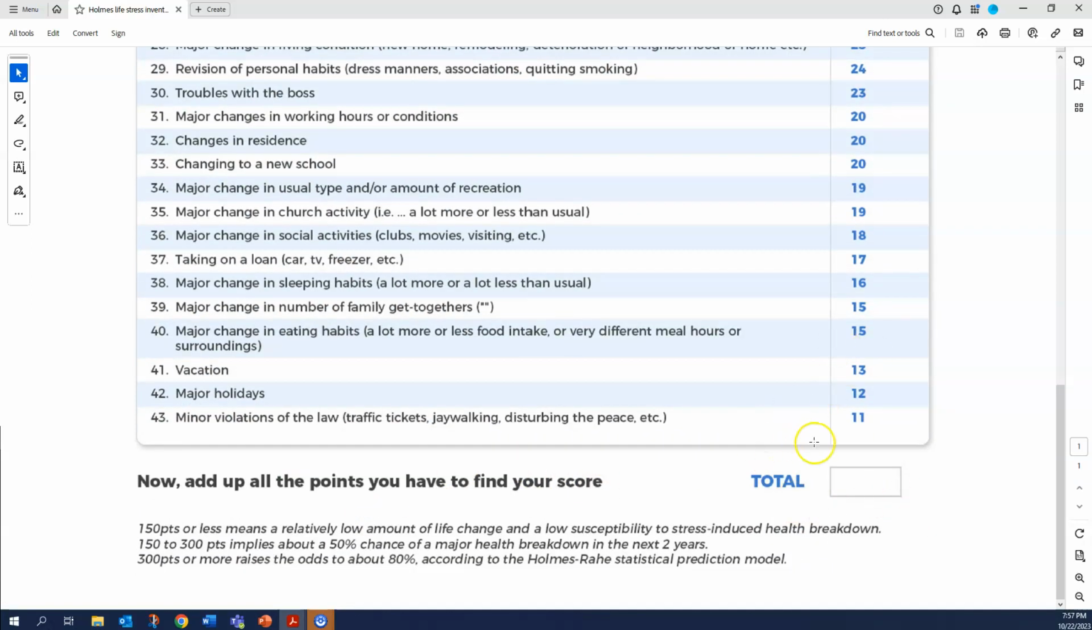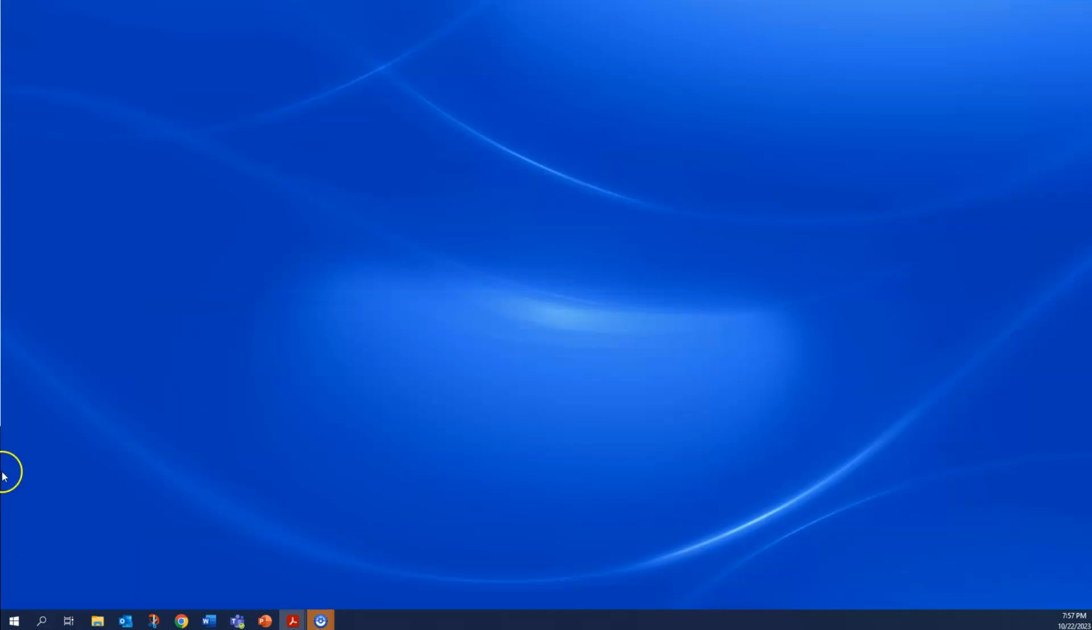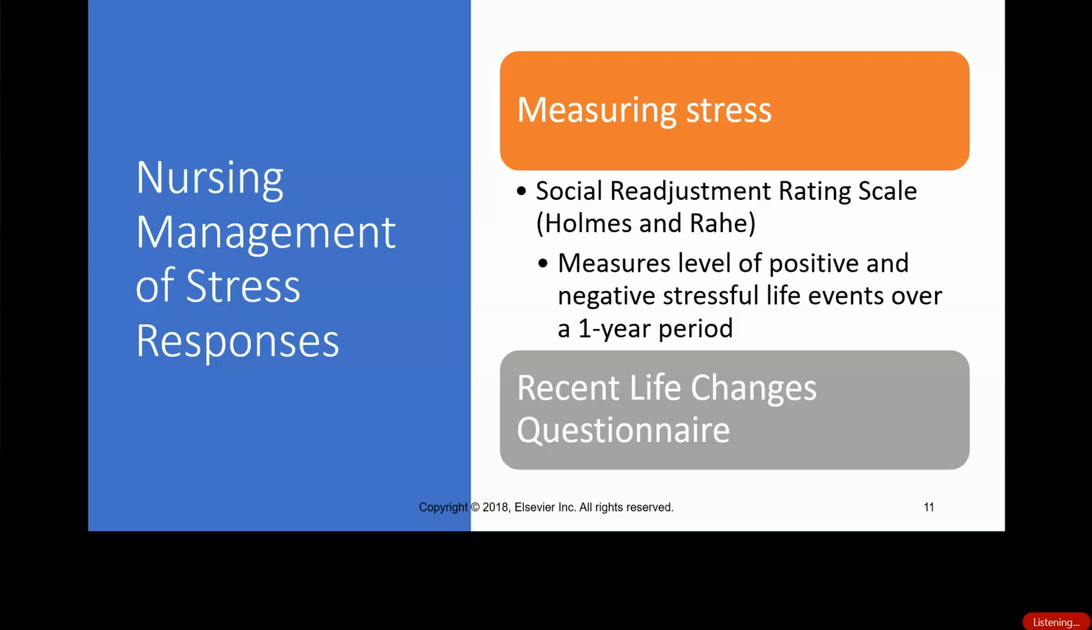You add up your total. 150 or less is a low amount of life change, low susceptibility to stress-induced health breakdown. 150 to 300 is kind of that, hey, we've got to look at what's going on. Over 300 raises your odds of having a stress-induced health problem by 80%. Usually I'd ask y'all to do this and let us know your numbers. Y'all can do it on your own if you're interested and see where you stand in it all.